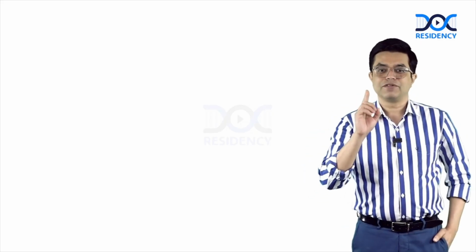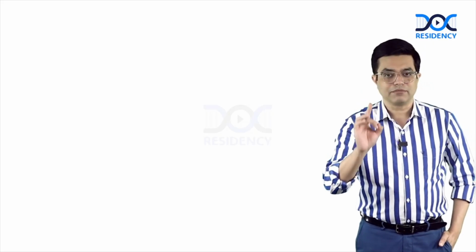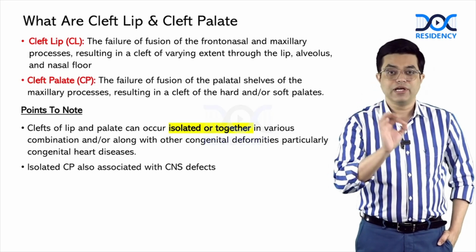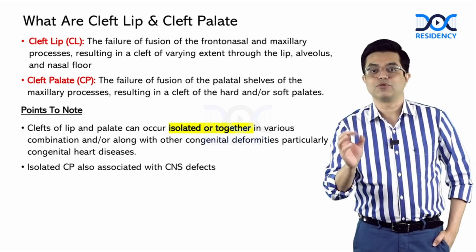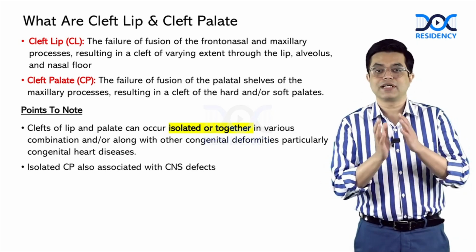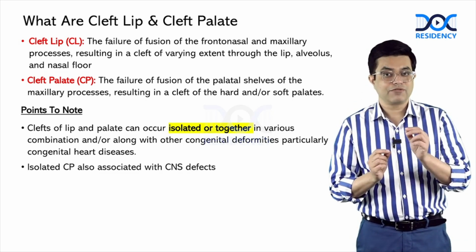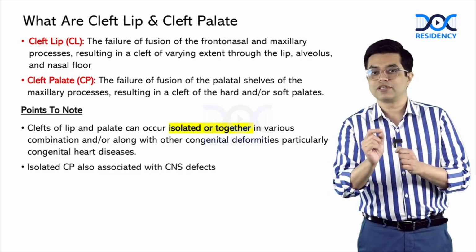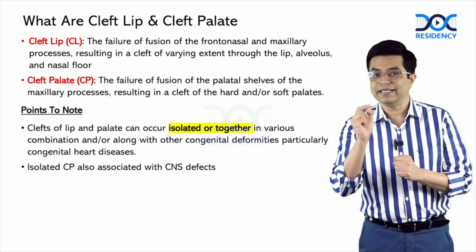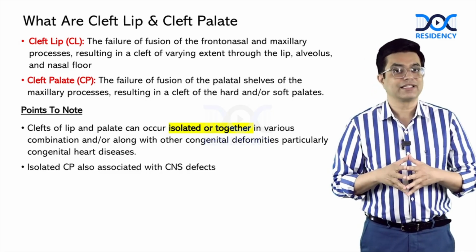So cleft lip refers to a congenital malformation where there is failure of fusion of the frontonasal and the maxillary process. This produces a cleft in the lip. The gap in the lip not only runs through the lip, but it also runs through the alveolus and the nasal floor. That is what you call cleft lip.